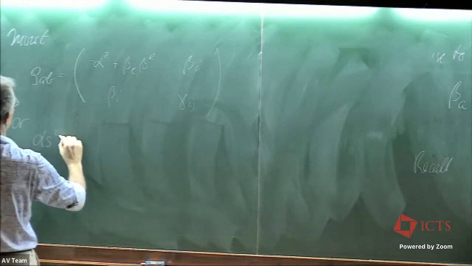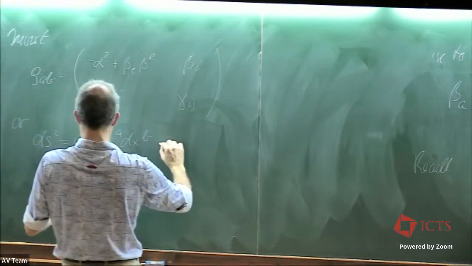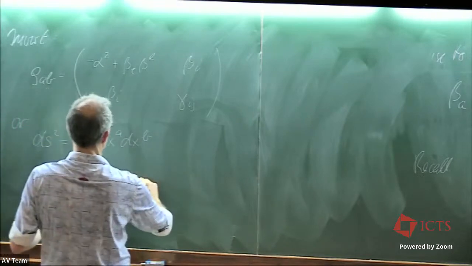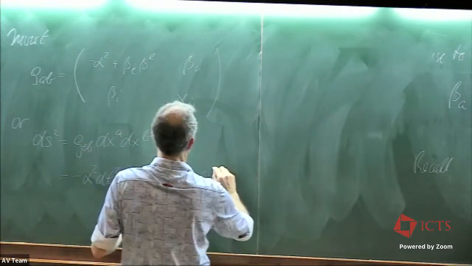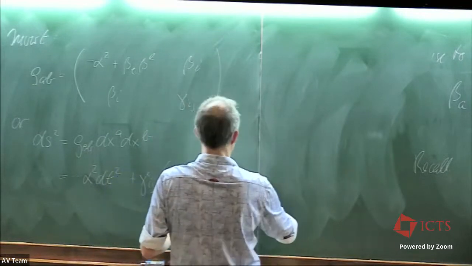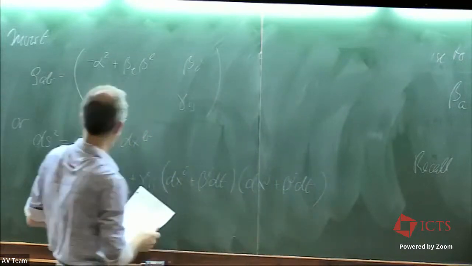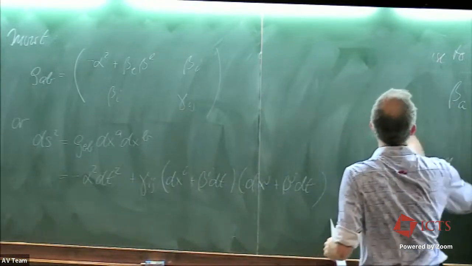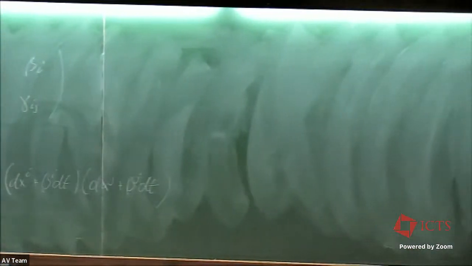So the line element is then g_ab dx^a dx^b, and that we can write as minus alpha squared dt squared plus gamma_ij (dx^i plus beta^i dt) times (dx^j plus beta^j dt). So this is how we can write the line element. Now we can draw a picture similar to the picture that we drew yesterday, in order to interpret what this metric means. It's sometimes called the ADM form of the metric, or the 3+1 form of the metric.